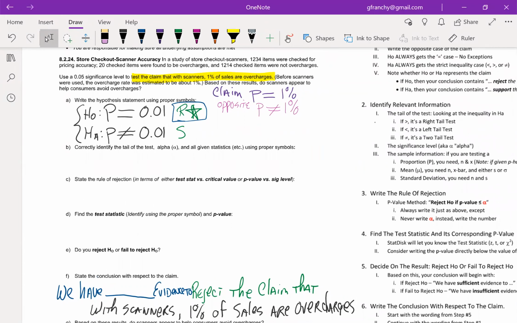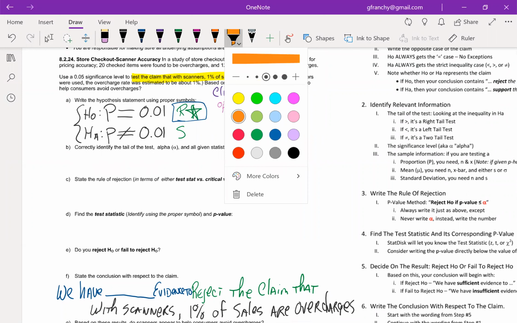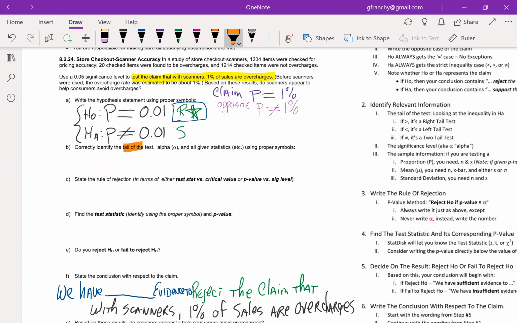So part B is about identifying the different pieces that we're working with here. And to identify the tail of the test, we look at the inequality in the alternate hypothesis. It's a not equal, this is a two-tail test. They also want us to identify alpha. Alpha is the significance level. And then they also want us to identify all of the given statistics using proper symbols.